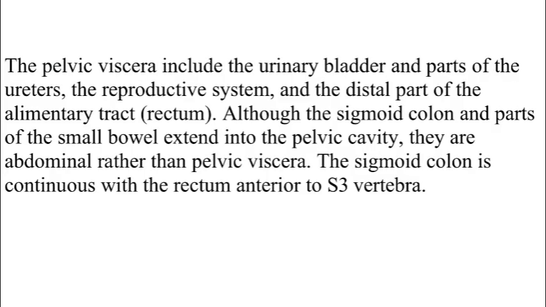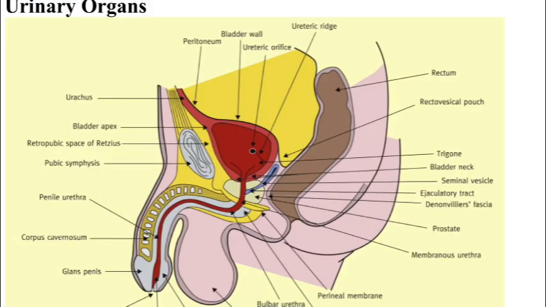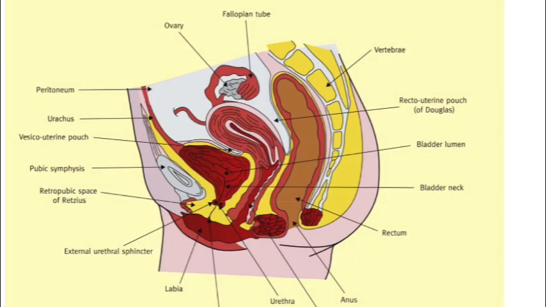I must go on to talk about the urinary organs. Right here is an illustration of the urinary organs in the males. You have the ureters, precisely the lower part of the ureters, the urinary bladder, and the urethra. Those are the urinary pelvic organs. You also have an illustration of the urinary pelvic organs in the female right here. That's the ureters, the urinary bladder, and the urethra in the female. They are all illustrated there.